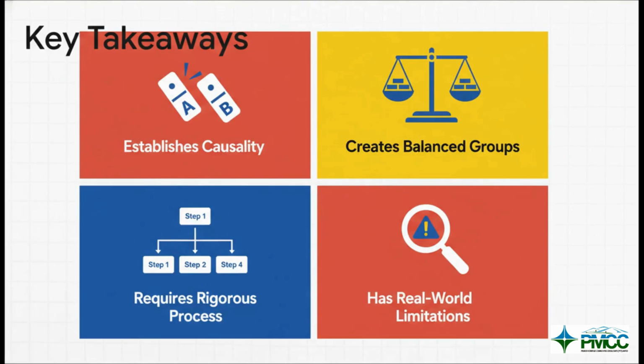All right, as we wrap up, if you take nothing else away from this, let it be these four things. 1. RCTs are the gold standard for proving causality because of random assignment. 2. That randomization creates balanced, identical groups from the start, which lets us isolate the program's true impact. 3. Pulling one off is a serious, multi-step process that requires a ton of care. And 4. They are an incredibly powerful tool, but we always have to be mindful of their real-world limitations and challenges.